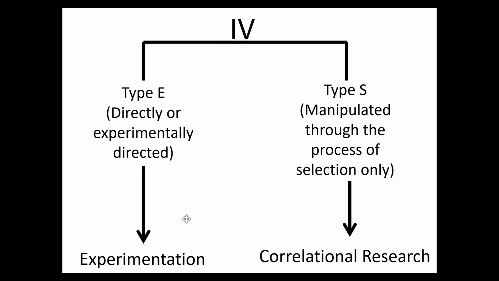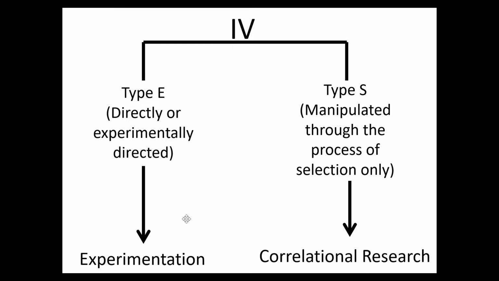In the same condition, supposing we want to see the effect of age upon anxiety. Here age would be manipulated only through the process of selection. For example, we would take different groups of age, supposing ranging from 16 years to 55 years. And then we would like to see the effect of age upon anxiety and then their effect upon performance. So here age is the factor which is manipulated only through the process of selection.